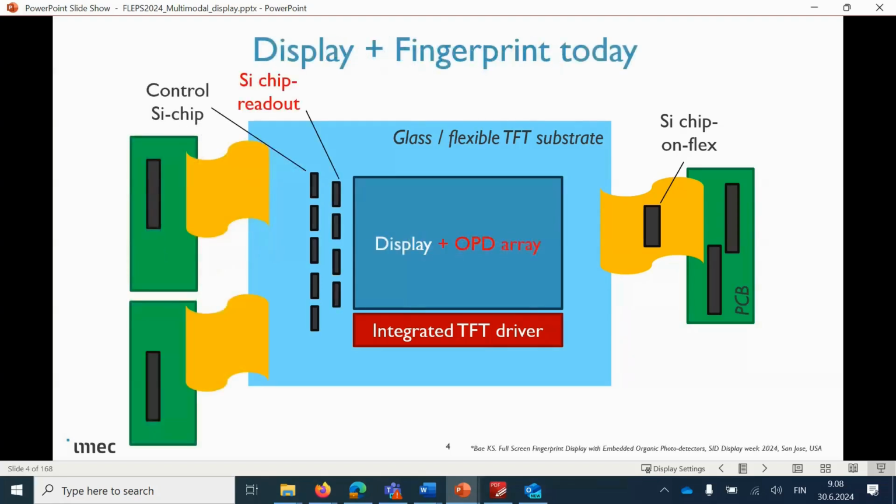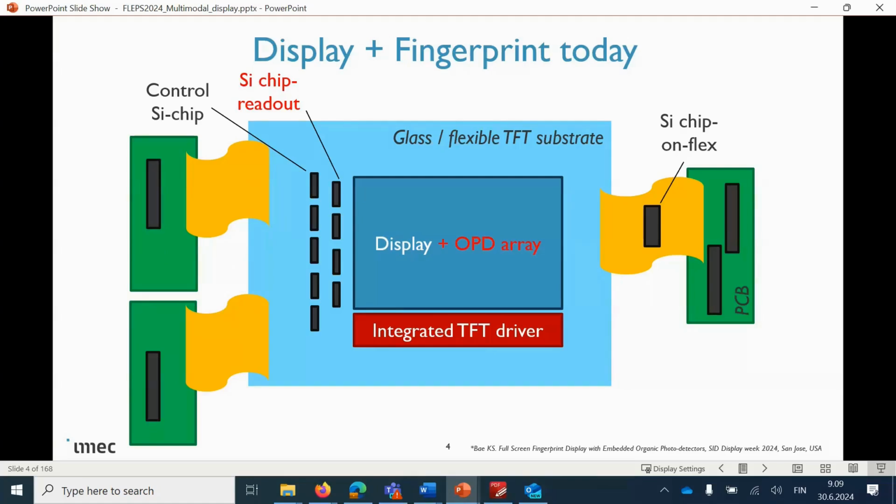What is the display of today? Very recently, actually at SID 1 month ago, there are many different parties that presented displays with integrated fingerprint sensing all over the array, all over the display. We are able to read your fingerprint. You can put your fingerprint, also multi-fingerprint. You can put the whole hand and you can have the fingerprint readout.